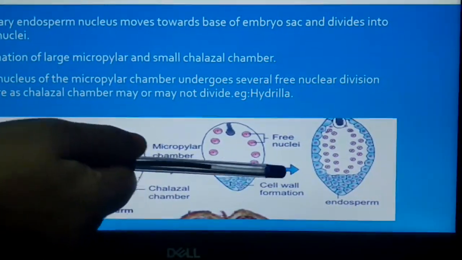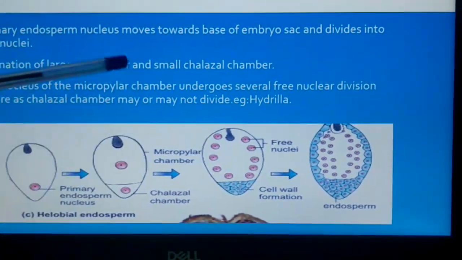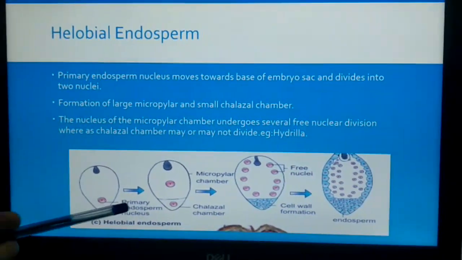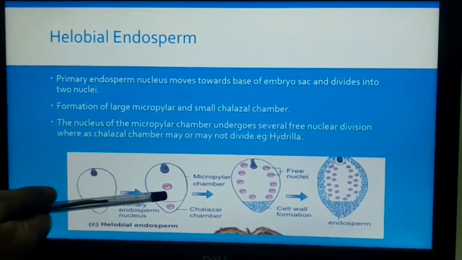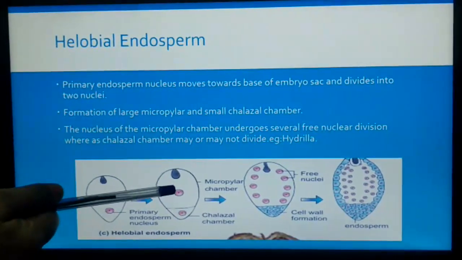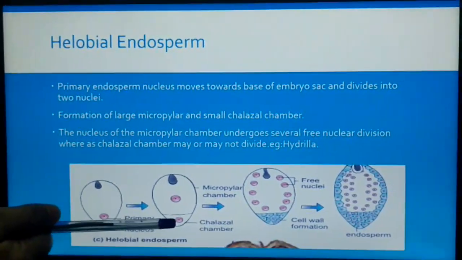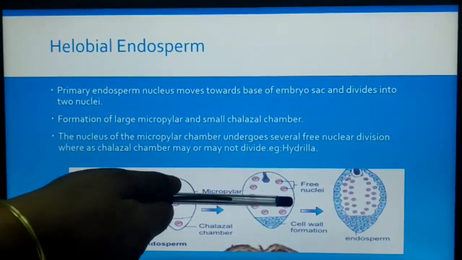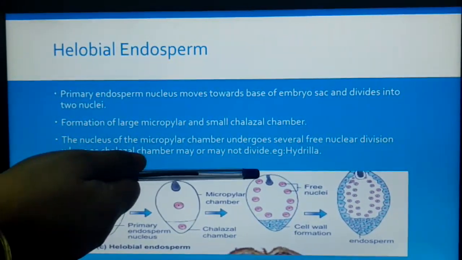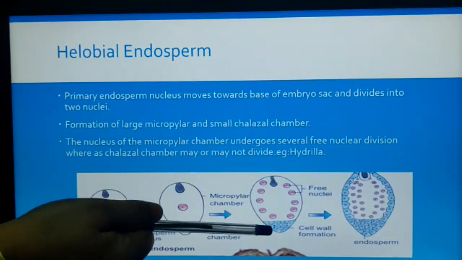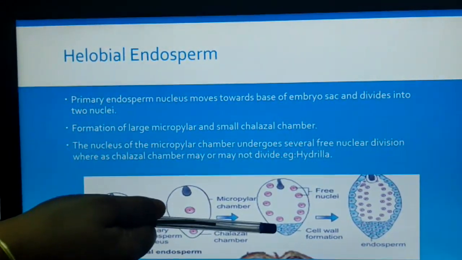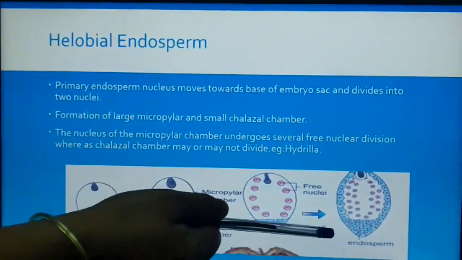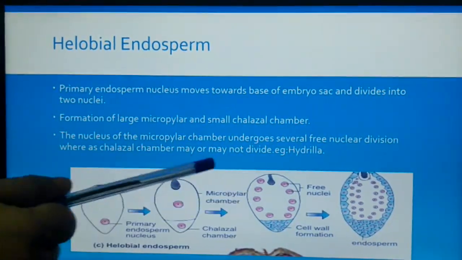Example: Hydrilla and Vallisneria. In helobial endosperm, the primary endosperm nucleus undergoes mitotic division to produce a larger micropylar chamber and a smaller chalazal chamber. The nucleus of the micropylar chamber undergoes several free nuclear divisions, whereas the chalazal chamber may or may not divide. Example: Hydrilla and Vallisneria.